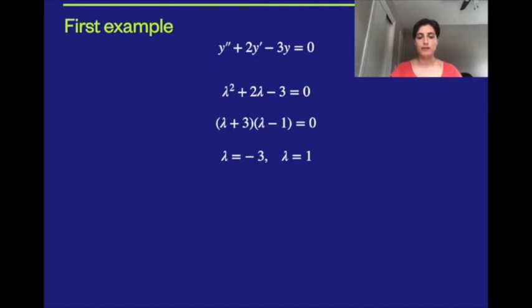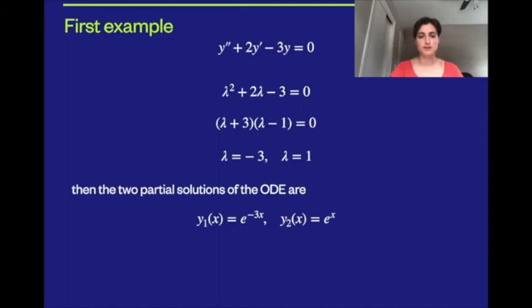And we can find fairly easily that the two solutions of this second order equation are lambda equals minus 3 and lambda equals 1. By what we have seen before, that means that there are two partial solutions of the ODE coming from the two solutions of the characteristic polynomial that we have just found. We have a first block being exponential of minus 3x and the second block being exponential of x.